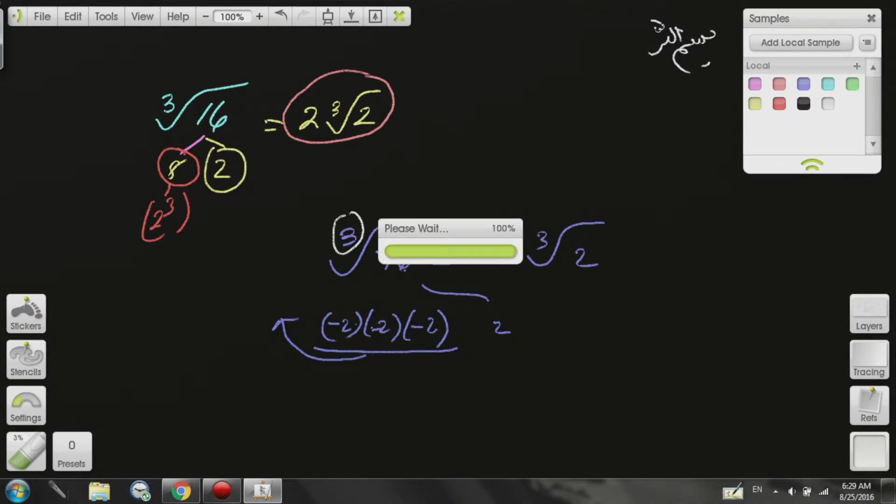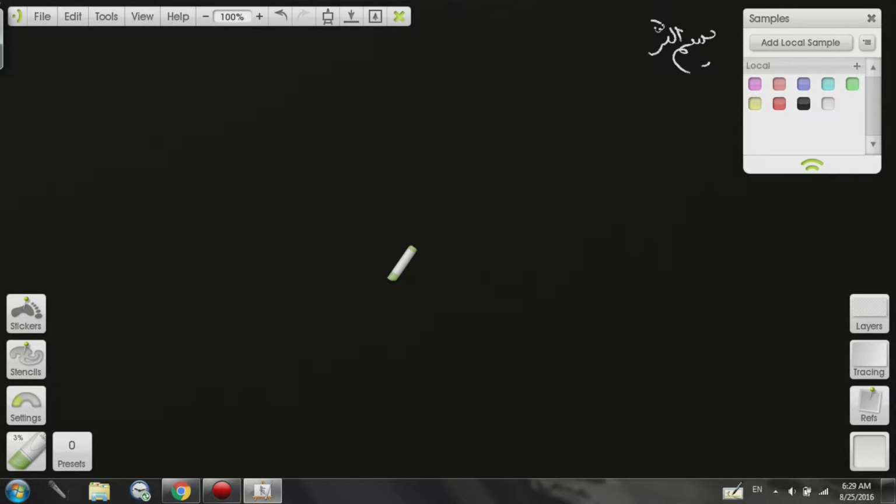All right, let's do some more examples. This is from your textbook, page 175, if you want to follow. Let's do example number 6. What's the cube root of 64y to the 6th? The cube root of 64: this is 4 times 4 times 4, because 4 times 4 is 16, and 16 times 4 is 64. So the cube root of 64 is 4.